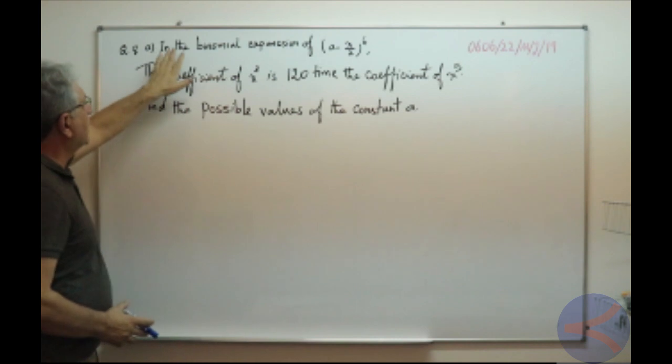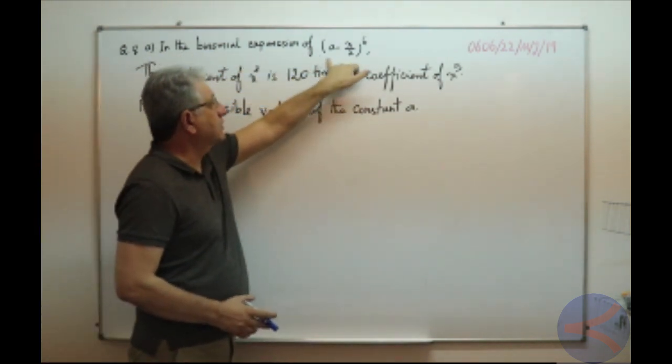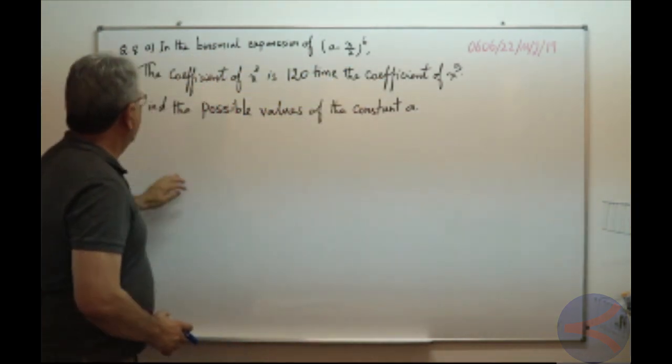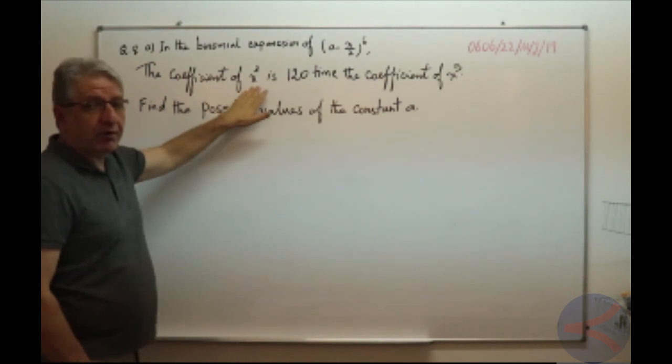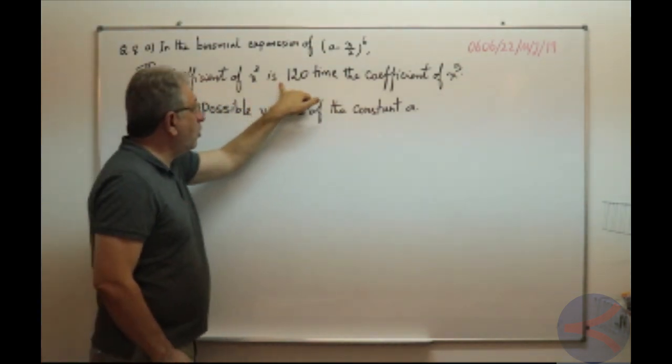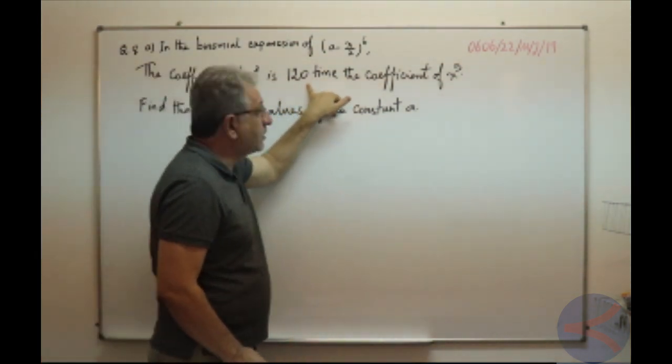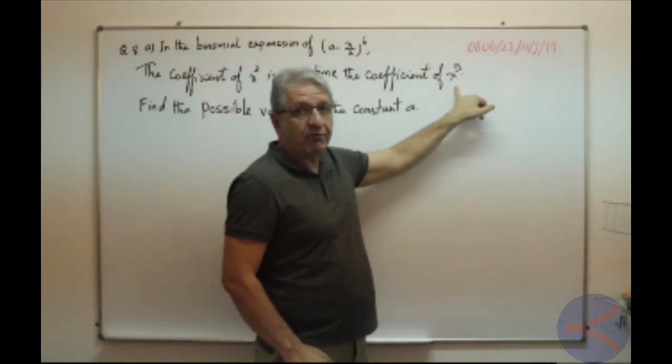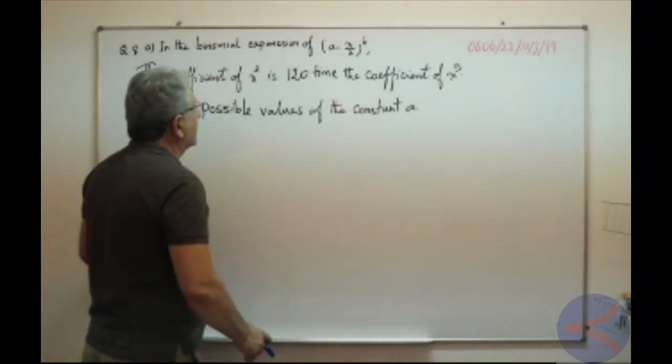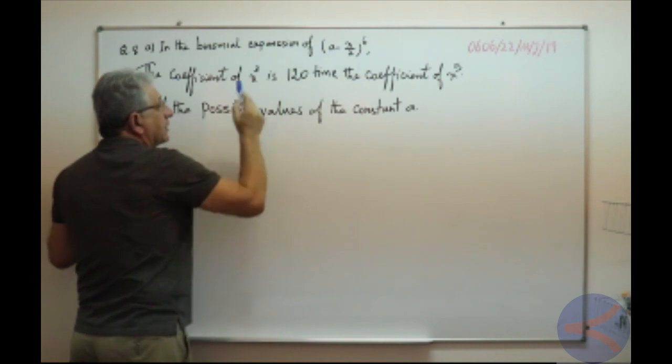They have given a binomial expansion of this format. The coefficient of x to the power of 3 is 120 times the coefficient of x to the power of 5. Now he's asking us to find the value of a here.